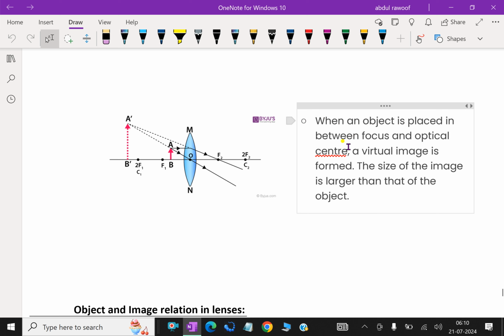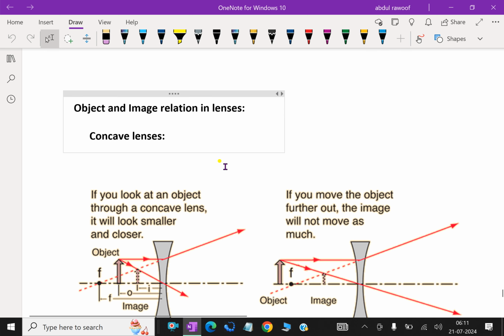When an object is placed in between the focus and optical center, the virtual image is formed. The size of the image is larger than that of the object. Next, the same object and image relation in lenses, in concave lenses.